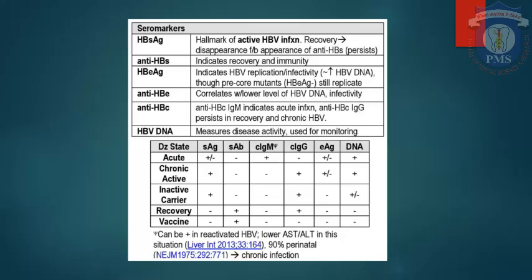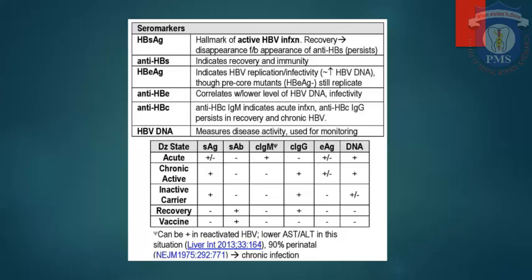During recovery state, HBs antibody is present, IgG antibody is present. During vaccinated state, HBs antibody or anti-HBs is present, which is the marker of hepatitis B virus vaccination. So this is all about hepatitis B virus surface markers.